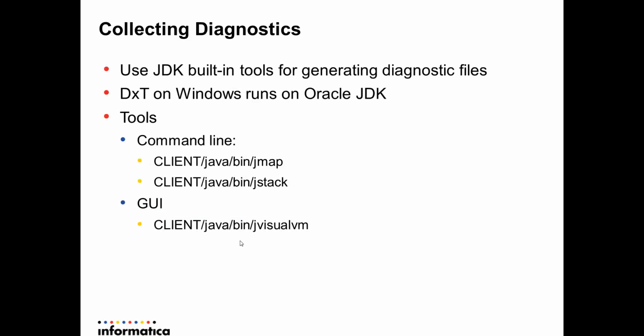Once we have identified the PID, we use the JDK built-in tools to generate these diagnostic files. Now, the DxT on Windows runs on the Oracle Java Development Kit, and here are the tools that you can use to generate these diagnostic files. One, via the command line, where you can use jmap and jstack, or you could use the JVisualVM, which is a GUI based client.